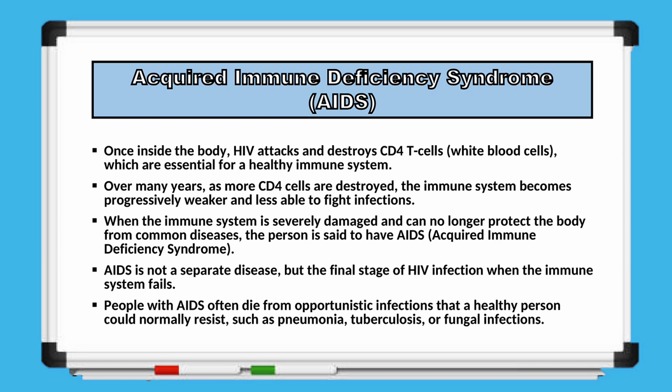AIDS is not a separate disease, rather, it is the final stage of HIV infection when the immune system fails. People with AIDS often succumb to opportunistic infections, which are infections that a healthy immune system could normally resist. These can include diseases such as pneumonia, tuberculosis, or fungal infections.